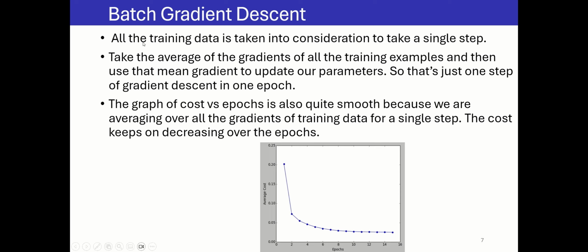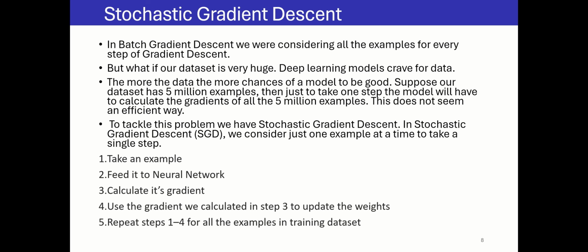So it has to do with the batch. Batch is the batch size, as we know. Whenever we do training it is in batches, so it takes just the average of all the batches and nothing else. So that's just one step of gradient descent in one epoch.